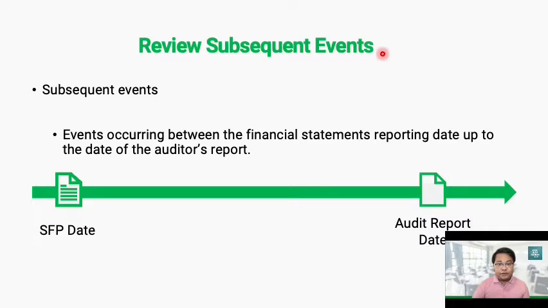Next, another procedure we perform during the completion phase of the audit is reviewing subsequent events. Subsequent events are events that occur between the date of the financial statements, the statement of financial position date, up to the date of the auditor's report. So the period between the date of the financial statements and the date of the auditor's report is referred to as subsequent events.